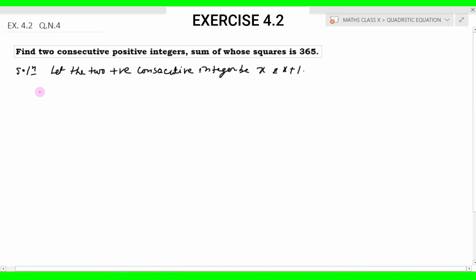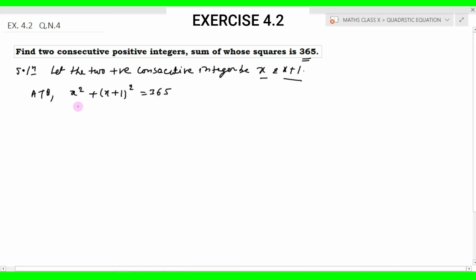Then we have to frame the equation. According to the question, the sum of whose squares is 365. The sum of whose squares means the squares of the numbers: the square of this plus the square of this is 365. So we have got here x square plus (x plus 1) whole square equals 365. This is the equation framed.